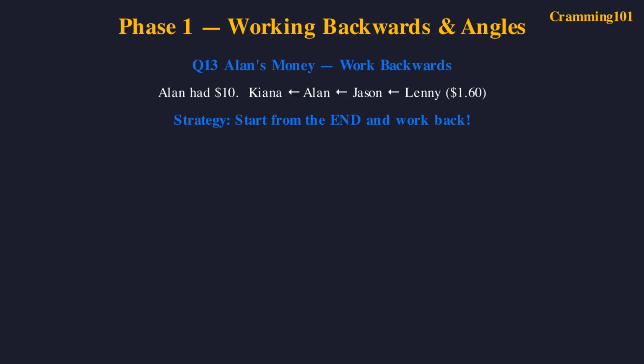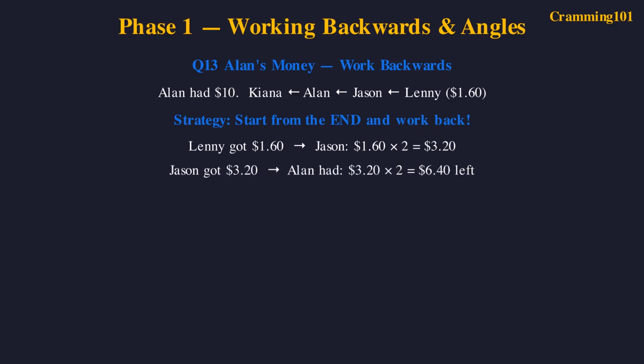This is a classic work backwards question. Do not start by guessing how much Alan gave Kiana. That is the trap. Start from the end. Lenny received $1.60. That was half of what Jason received. So Jason must have received $1.60 times 2, which equals $3.20. Now Jason's $3.20 was half of what Alan had left. So Alan must have had $3.20 times 2, which equals $6.40.